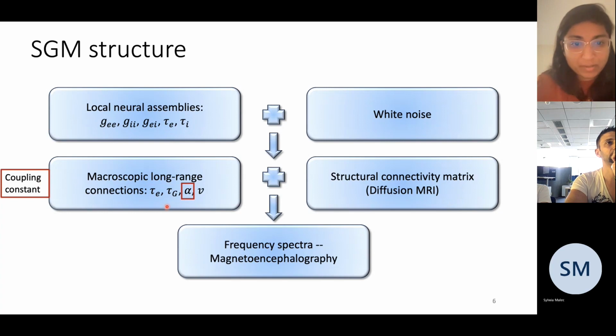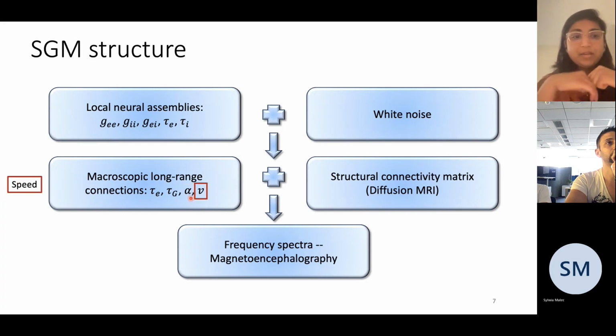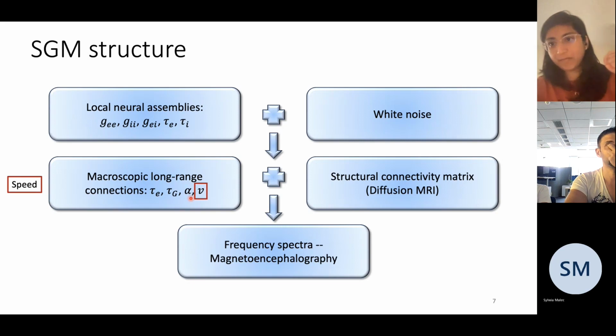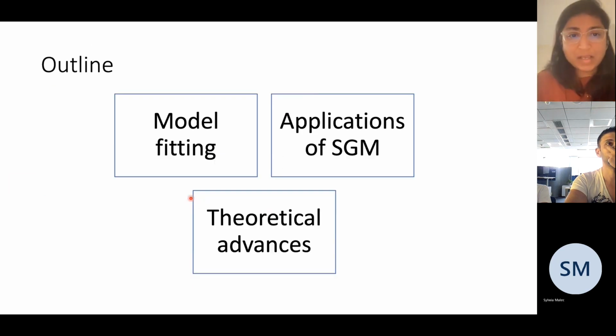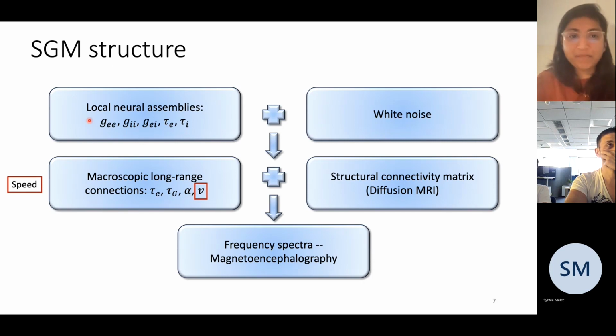Now, there's also a coupling constant in this model, alpha, which controls the extent to which different regions are coupled to each other. And then you have another parameter for speed, which regulates the speed at which signals are transmitted from one brain region to another. So the nice part about this model is that you have a very small set of model parameters, and you get the frequency spectra in closed form, which you can directly compare to what you get from magnetoencephalography or MEG. And you only need a small set of global parameters to obtain a frequency spectra that accurately captures empirical MEG.